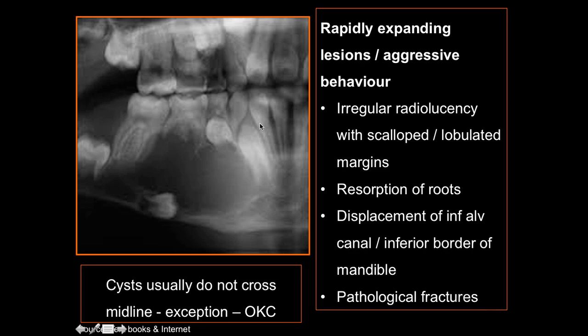If a cyst becomes aggressive or starts expanding rapidly, the radiolucency, instead of being regular, will be irregular and will have scalloped or lobulated margins. It will cause resorption of the roots as you are seeing in the radiograph, and also displace the inferior alveolar canal. In this case you can see the impacted tooth has been pushed down to the inferior border of the mandible, probably even causing a fracture of the inferior border. All these usually do not cross the midline. The exception is an OKC.